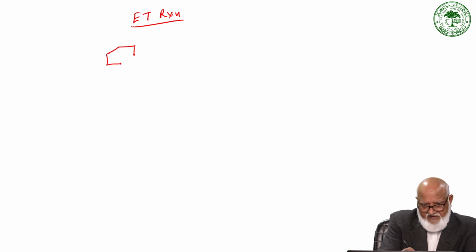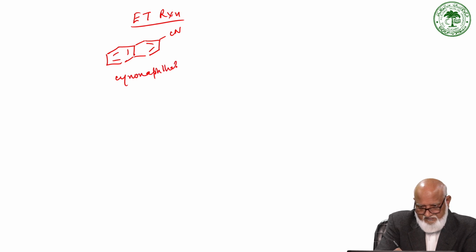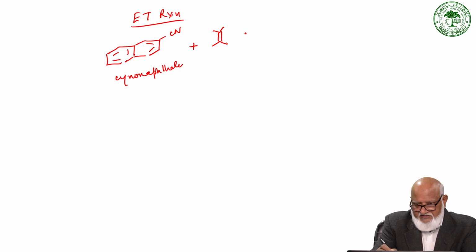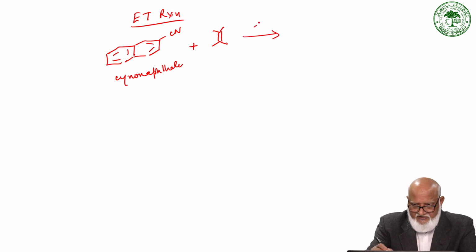In continuation, we can see another example, of cyanonaphthalene. We have seen that cyanobenzene, cyanonaphthalene, cyanoanthracene, cyanophenanthrene, all these can act as electron acceptors in electron transfer reactions. So here the acceptor is cyanonaphthalene, CN, plus tetramethylethylene as the electron donor. We have an h nu electron transfer reaction taking place in the presence of methanol.